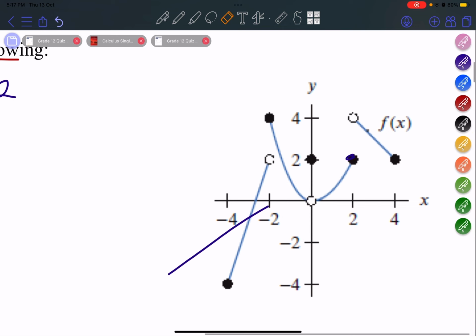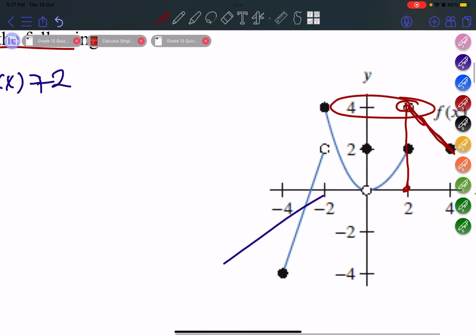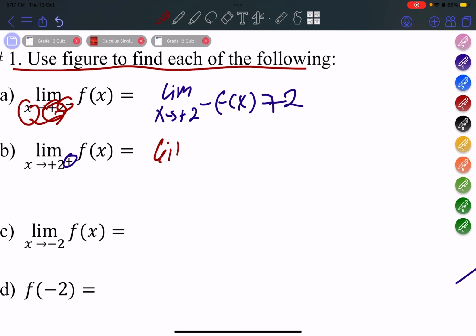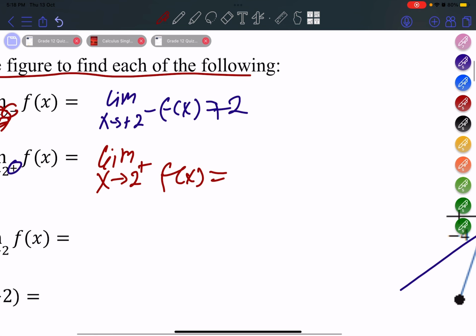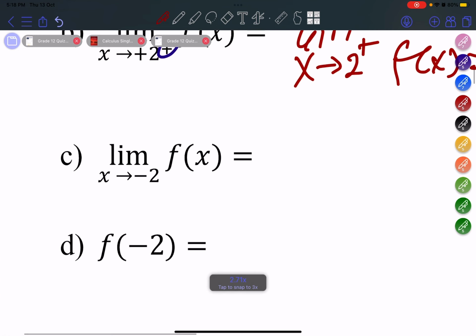So where's the positive side? This is the positive side we see. And we see that this function, the tangent line, is approaching 2 right here from the positive side, and it has a functional value of 4. So same thing, we write the limit as x tends to 2 from the positive side of f of x equals 4. Here, they didn't give us whether it's positive or negative side, so we will do both.